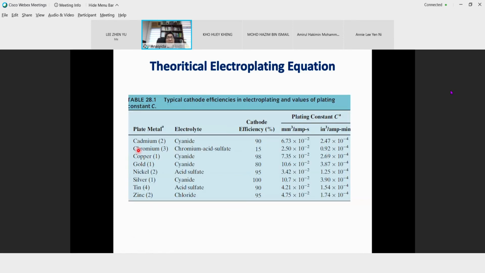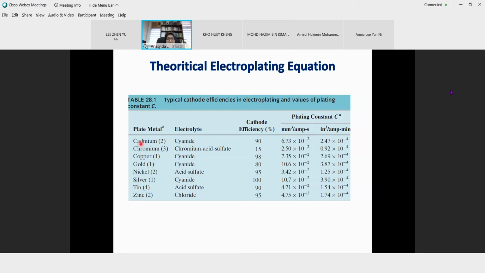Okay, so this is an example. For example, you plate the metal cadmium, and the electrolyte you use is cyanide. The cathode efficiency is 90%. So you have a plating constant in meter cubed per ampere second, which is 6.73 times 10 to the negative 2.